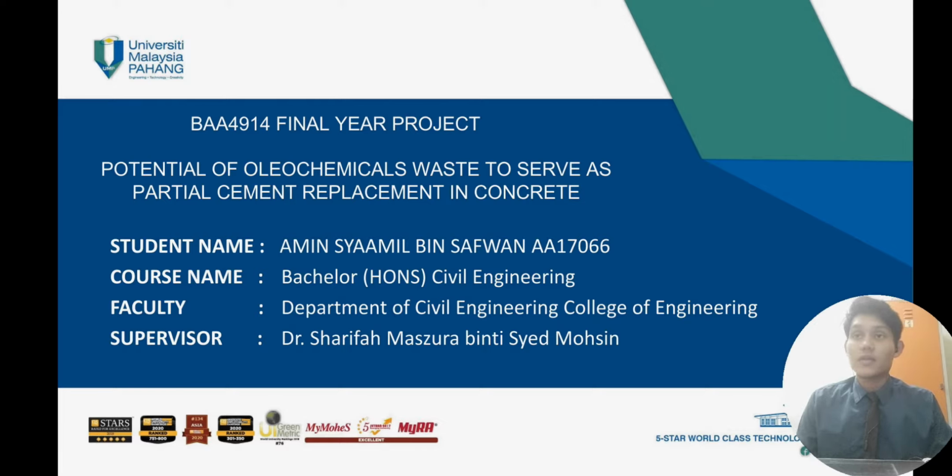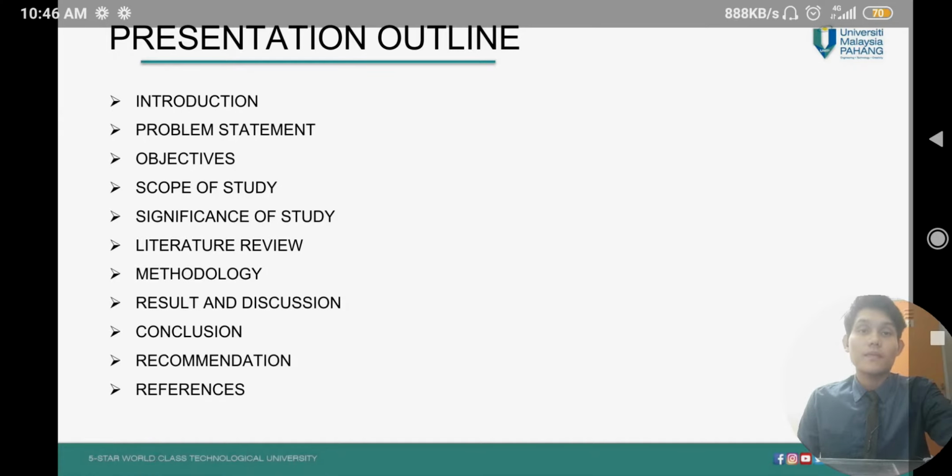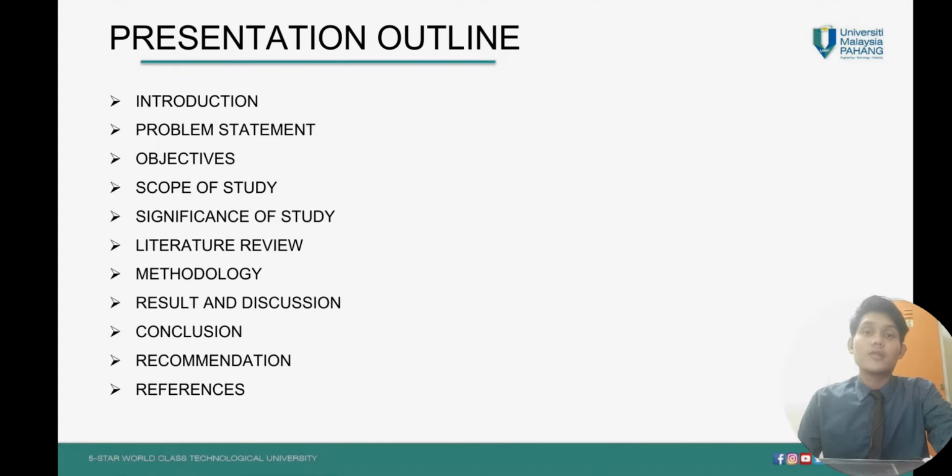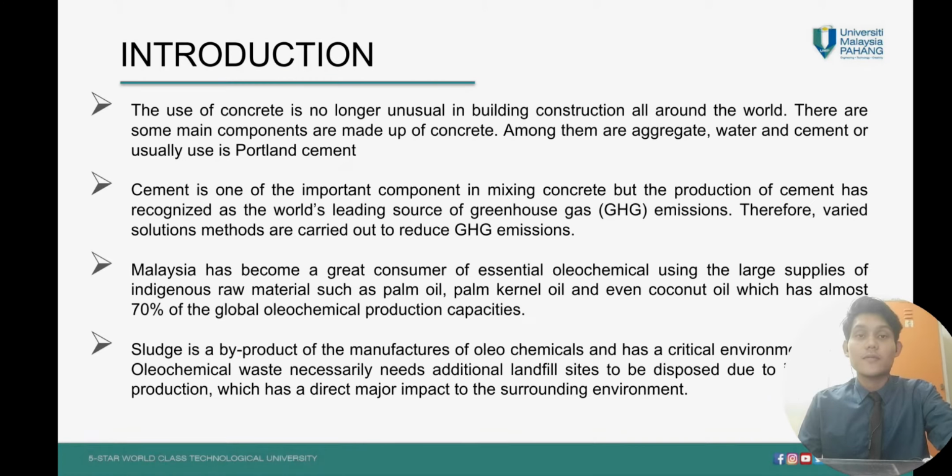So the title of my thesis is the potential of oleochemical waste to serve as a partial cement replacement in concrete. So for the presentation outline, it includes the introduction, problem statement, objective, scope of study, significance of study, literature review, methodology, result and discussion, conclusion, recommendation, and lastly references.